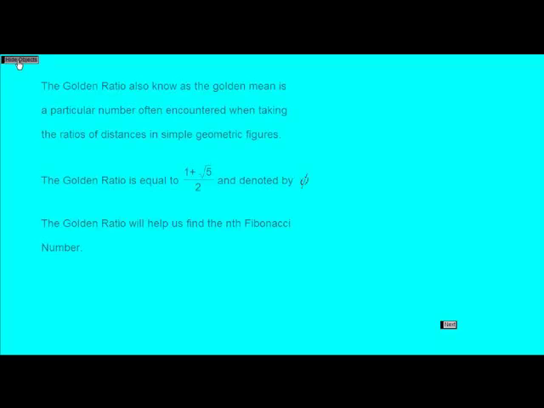The golden ratio is a particular number often encountered when taking the ratios of distances in simple geometric figures. The golden ratio is equal to 1 plus the square root of 5 all over 2, and denoted by the Greek letter phi. Today I will be showing you how to find the nth Fibonacci number and how the Fibonacci sequence is related to the golden ratio.